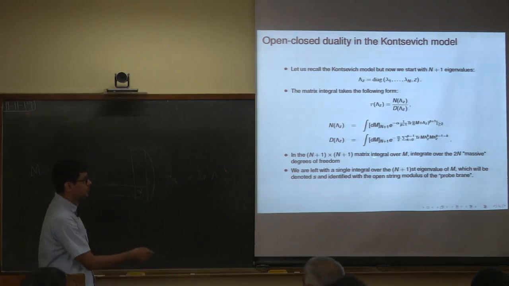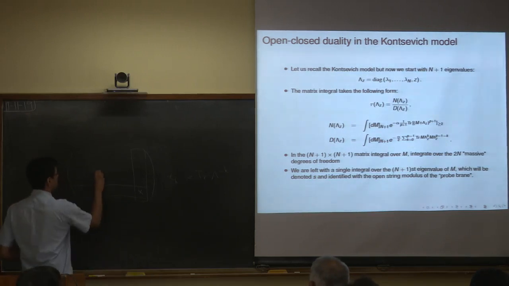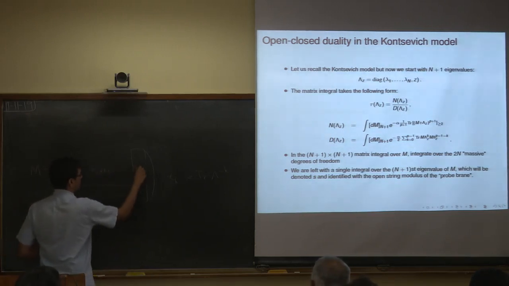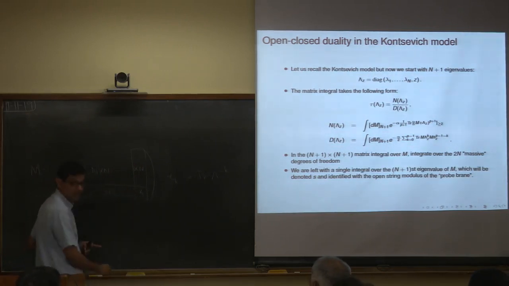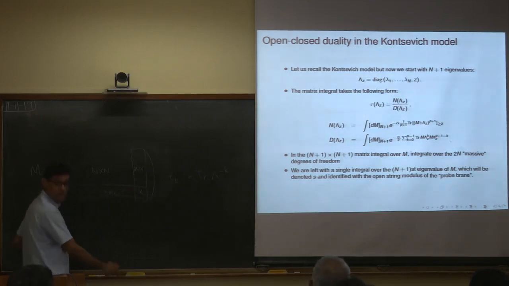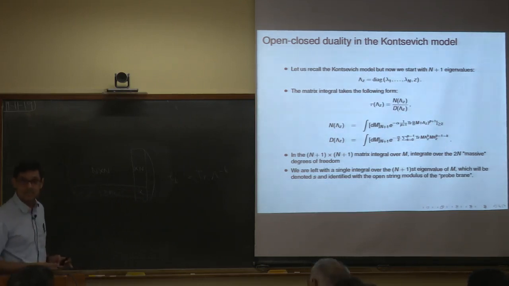Now you split up this M integral. What did we split? I split it into this n by n block and a 1 by 1 block, these whole blocks. Then I integrate over all these guys except the last eigenvalue. What allows me to do that is some technical results in matrix integrals.